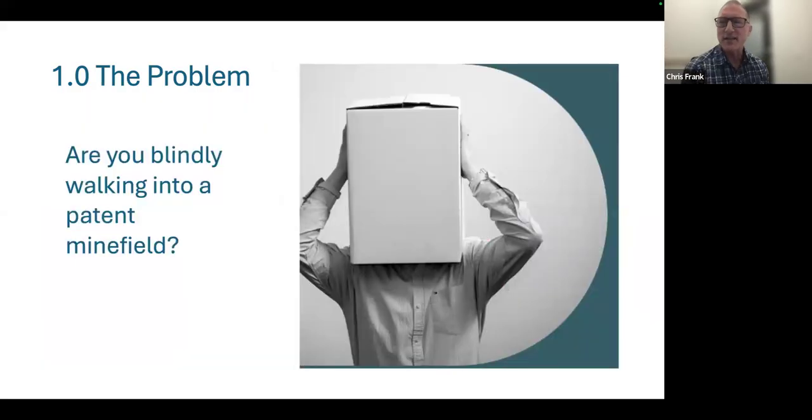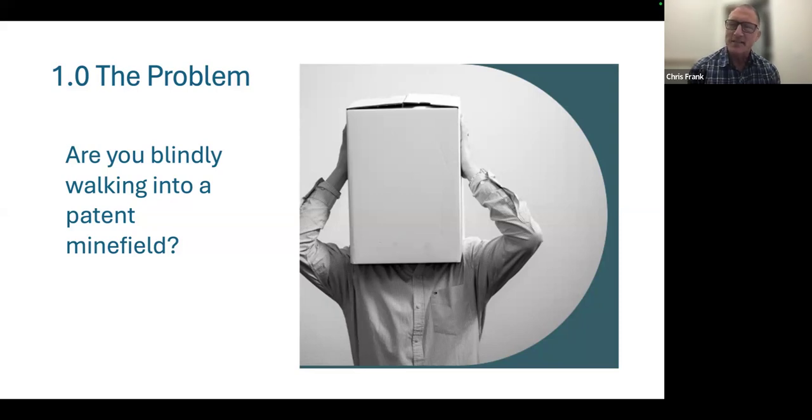So, question for defining this problem: are you blindly walking into a patent minefield? If you're a startup, and not even a startup, but if you're looking to venture into a new area, the most valuable asset that you own is your intellectual property. In fact, it's the only asset you generally own because you don't have a product yet, you don't have customers yet, you don't have revenues yet. So how can you afford to blindly walk into the patent minefield when you spend, let's call it, a couple $100,000 on your patent filings, not knowing what it is that you're walking into?